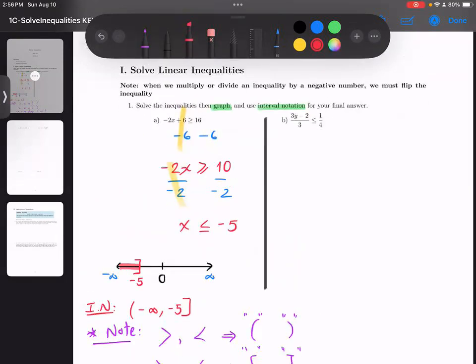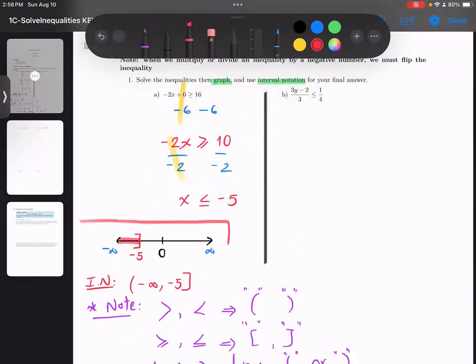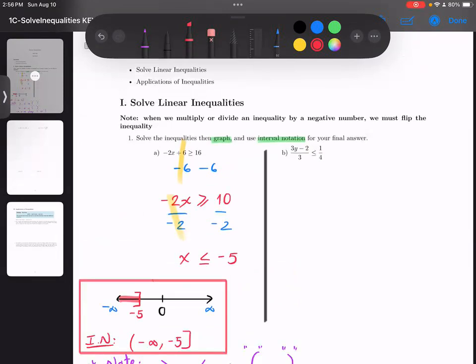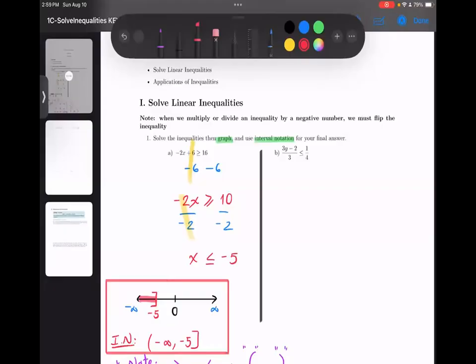All right. So let me box my answer. Those are my two answers, or one answer, but two ways of expressing it. Part B, I have (3y minus 2) divided by 3 less than or equal to a quarter. To make it cleaner, I'm going to multiply both sides by 12. Why 12? Because that is the least common denominator between the two. If I multiply both sides by 12 like this, I like to do 12 over 1, like that.